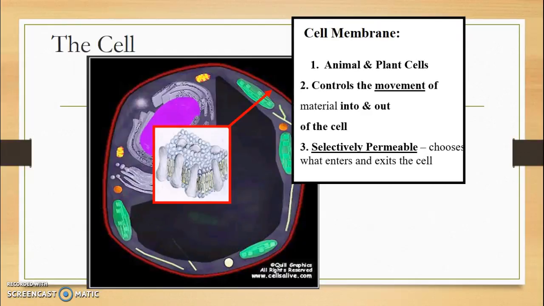Alright, so it allows things to move in and out of the cell. Now this is really important because it allows waste to get out of the cell, and it allows nutrients to get into the cell. Okay, so it controls what goes in and out. But it doesn't allow everything in or everything out. So we say it is selectively permeable. So that's your next fill-in on your paper. Go ahead and pick up your pencil and write in the term selectively permeable. It chooses what enters and exits the cell. So again, not everything is able to go in, and not everything is able to come out.